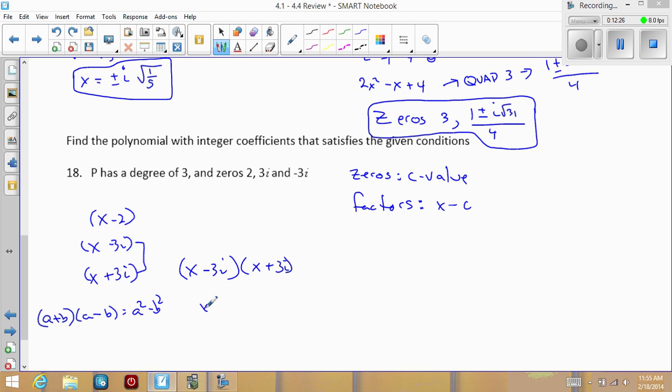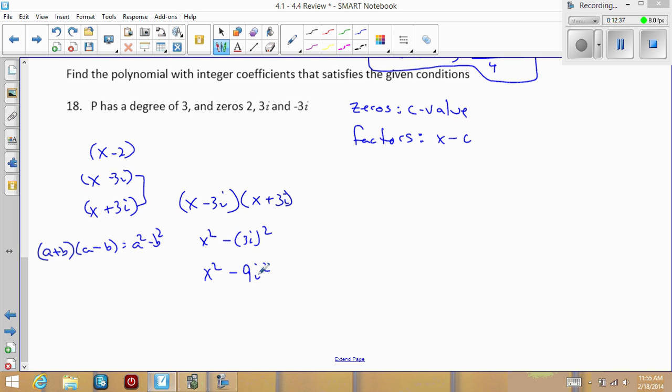So x squared minus 3i squared is x squared minus 9i squared. And i squared is negative 1. So this is going to convert the minus 9 to be plus 9. So you get x squared plus 9, because that would be like negative 9 times negative 1 to get positive 9. Now we're going to multiply that times the x minus 2.